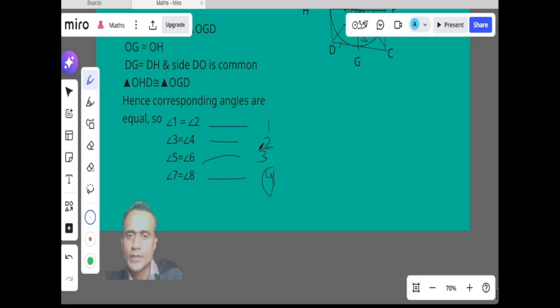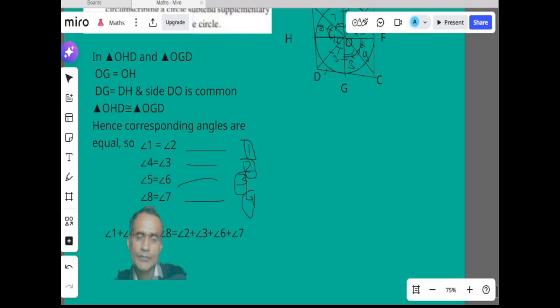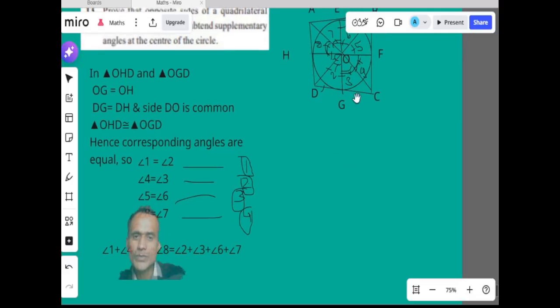If we add all these equations, you will get this. I have rewritten the angles: instead of 3 equal to 4 and 7 equal to 8, I have written 4 equal to 3 and 8 equal to 7. Why? Because we want to add angles 4 and 5, 1 and 8, 2 and 3, and 7 and 6. That's why I have written it like this.